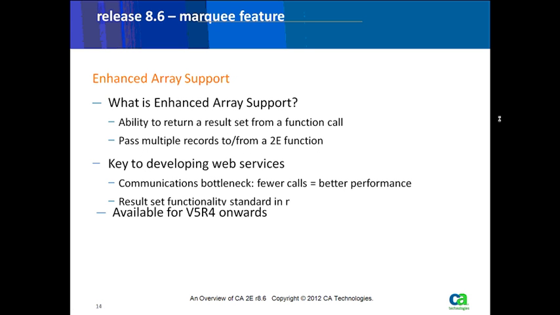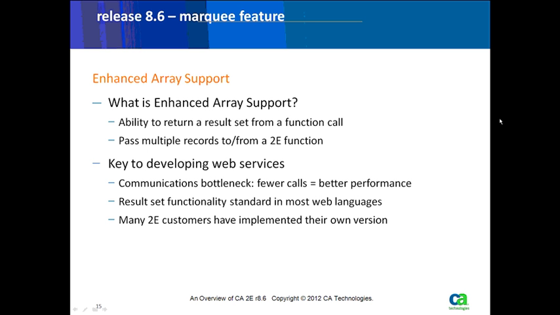So what do we do in Release 8.6? This is the meat of it. The marquee feature is called Enhanced Array Support. We refer to it as EAS. And what is it? It's quite simple. It's result sets. It's our way to pass the result set into a function as a parameter, or as a set of parameters, and then potentially pass them back out again.